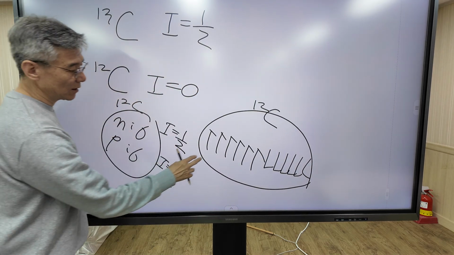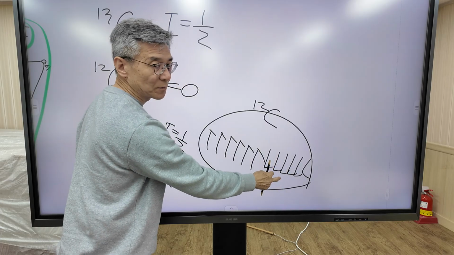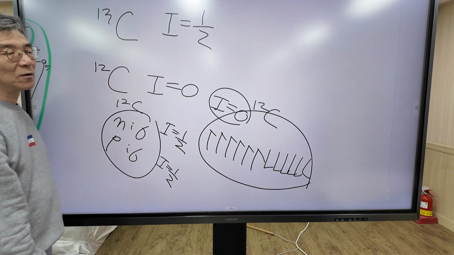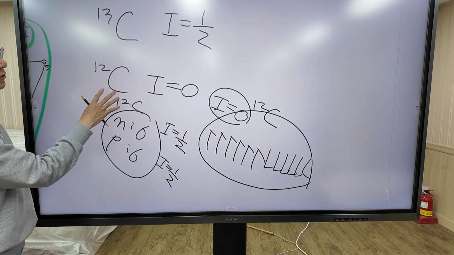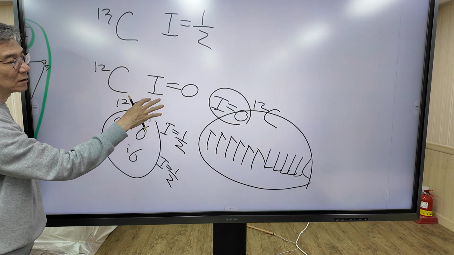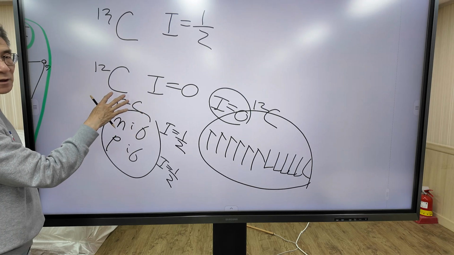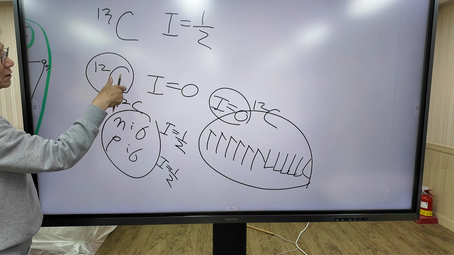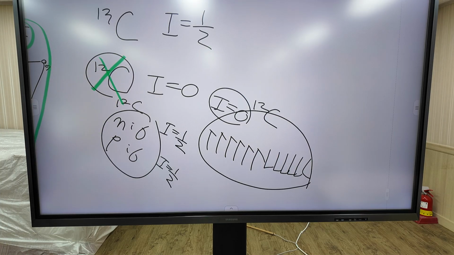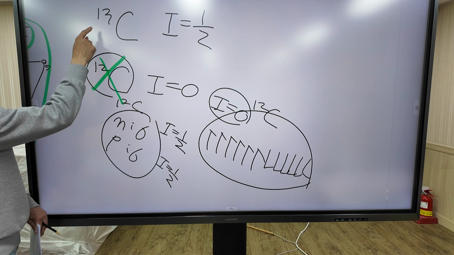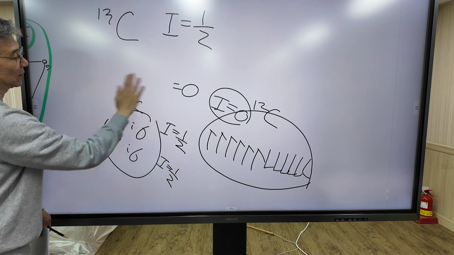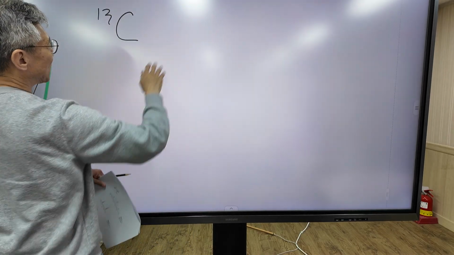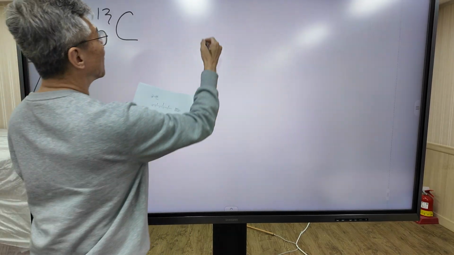So up spin cancels exactly down spin. So for this nucleus, I equals 0. So the carbon 12 nucleus does not have spin, so it does not have a magnetic moment, so it does not respond to an external magnetic field. So this one does not generate an NMR signal. So we measure carbon 13 NMR. For carbon 13, we consider the NMR spectrum of methanol, ethanol.